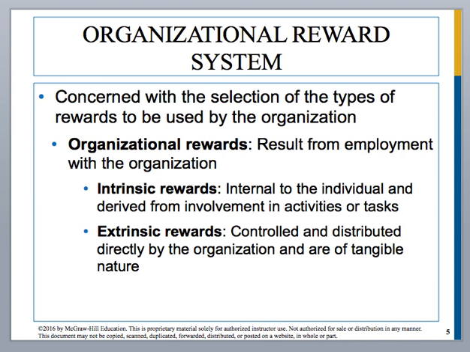Now, we're going to look at the system as a whole, and it's concerned with the selection of types of rewards that we'll use in an organization. And those result from employment with the organization, and we have both intrinsic and extrinsic. Intrinsic is always internal. It's derived from involvement in various activities or tasks that you perform. Extrinsic is controlled directly by the organization. It's distributed by the organization, and they're tangible in nature, right? So it can be money, it can be gifts.